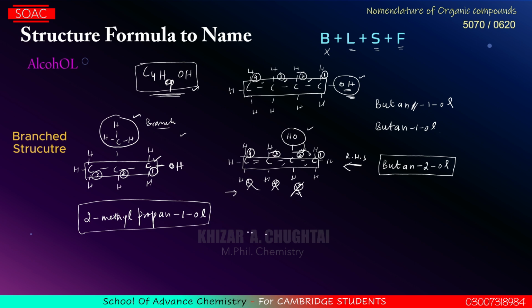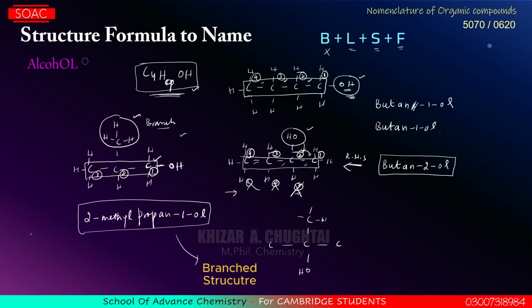Come towards another possible option that can originate from this structure. I mean, I'm again having a branch structure, but this time I'm going to shift OH group over here at the second carbon or at the middle carbon. CH3, here is CH3, CH3, and so on.